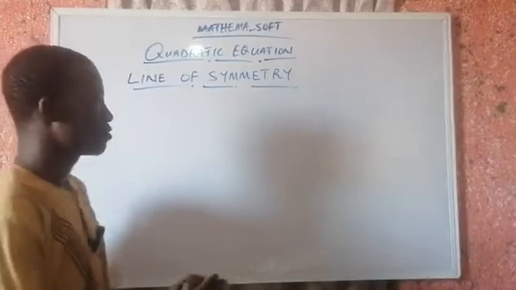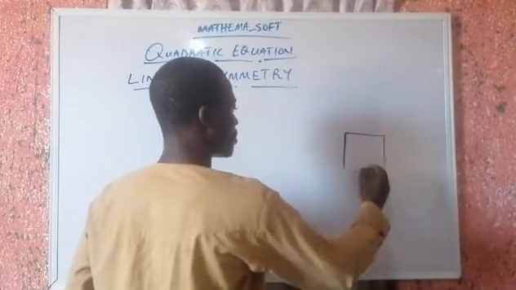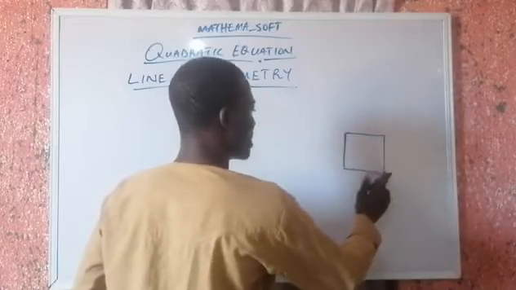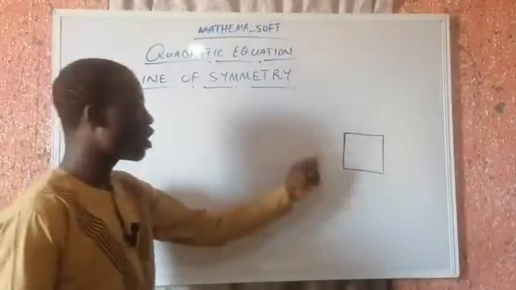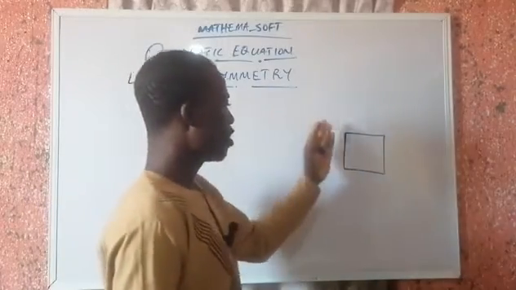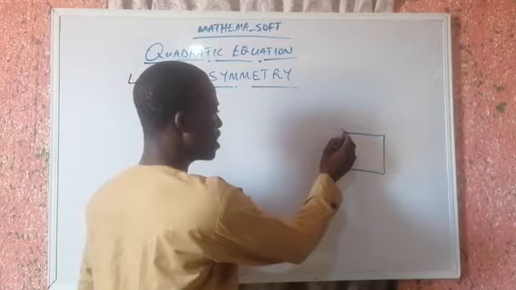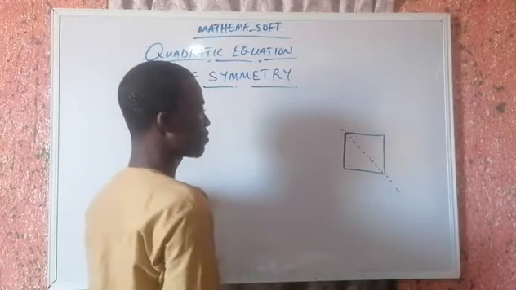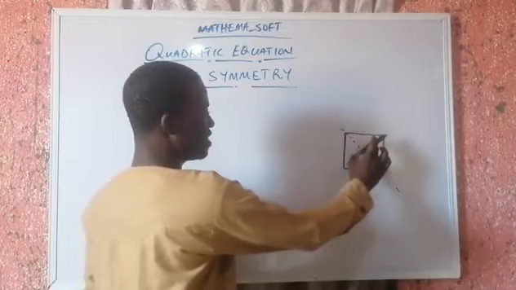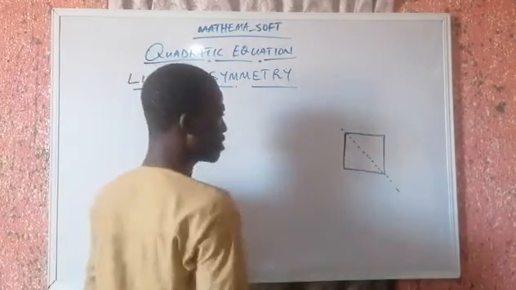For example, in a square, remember the property of a square. We say that all sides of a square are equal. So, if we have a line through this diagonal, we can successfully divide this square into two equal parts. So this is a line of symmetry.